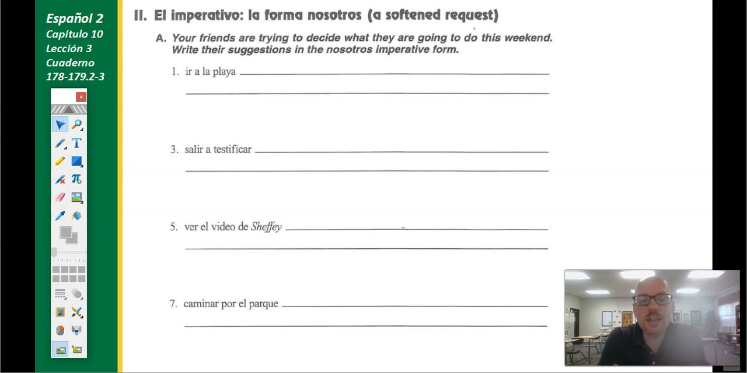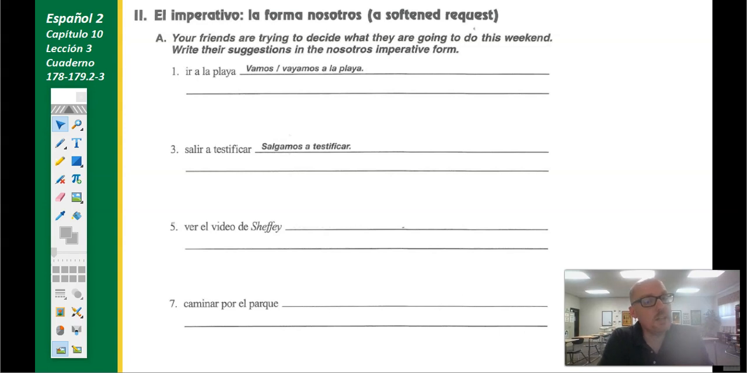Look at número uno. Ir a la playa is to go to the beach. So the nosotros command form would be, let's go to the beach. And that would be, vamos a la playa. Now, some Spanish speakers might use the form vayamos a la playa. Vayamos, that's fine too. I think most often what we're going to hear is vamos a la playa, let's go to the beach. Número tres, salir a testificar, to go out and witness. So what are we saying here? Let's go out and witness. This one is salgamos a testificar.